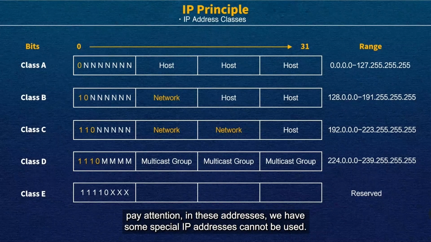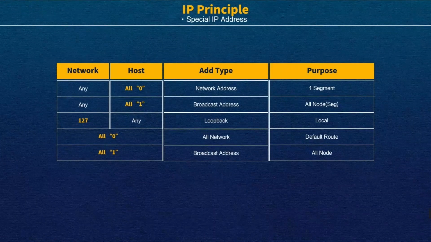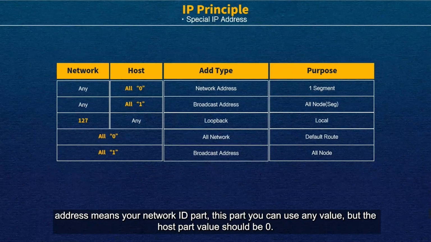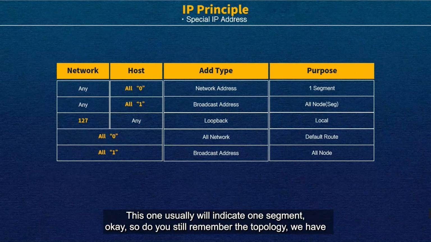And another thing, pay attention: in these addresses, some special IP addresses cannot be used. The first one is the network address. What does network address mean? Network address means your network ID part can be any value, but the host part should be 0. This is the definition of the network address. And what's the purpose of this IP address? This one usually indicates one segment.